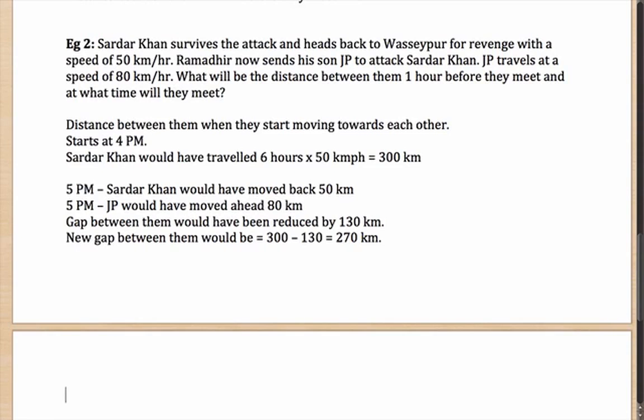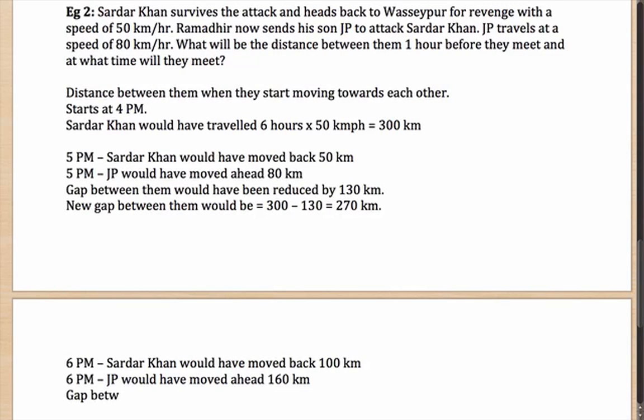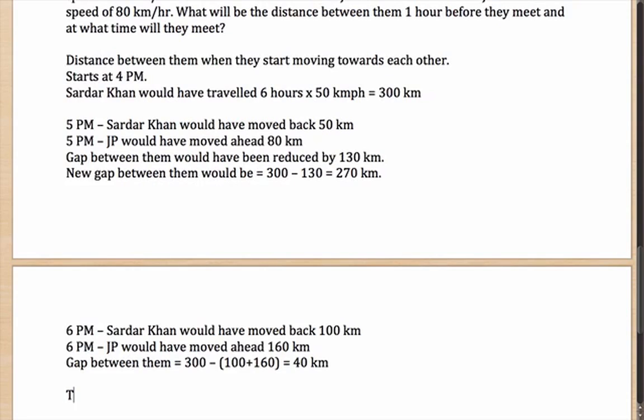Very similarly, you can calculate the status at 6 p.m. Till 6 p.m., Sardar Khan would have moved back 100 kilometers because he has been travelling for 2 hours. Till 6 p.m., JP would have moved ahead, or moved towards Sardar Khan, 160 kilometers. Out of the gap of 300, 100 is covered by Sardar Khan, 160 is covered by JP, so 260 has been covered, and only 40 kilometers remain.